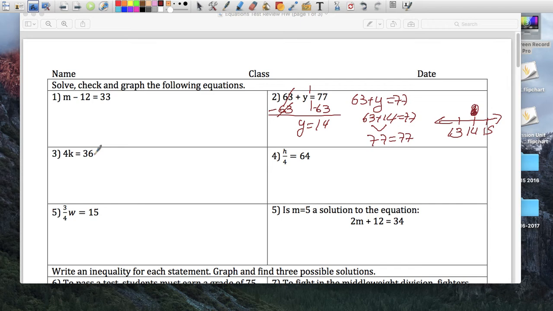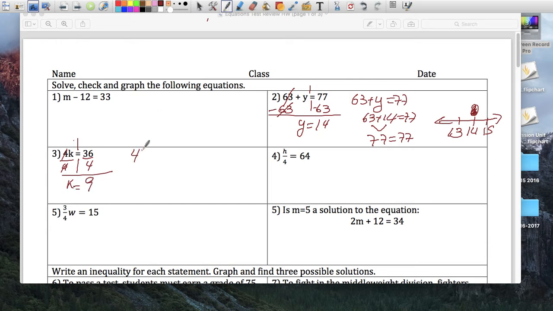Okay. Next one. This is a multiplication equation. Something is being multiplied by a variable to equal 36. To find the value of that variable, I'm going to use inverse operations. I'm going to divide this by 4, and divide this by 4. If I divide 4 by 4, I'm left with 1, and I bring down the k, or just 1k. Remember I told you I don't need to write 1k. I'll just write k. Same thing. And 36 divided by 4 is simply 9.